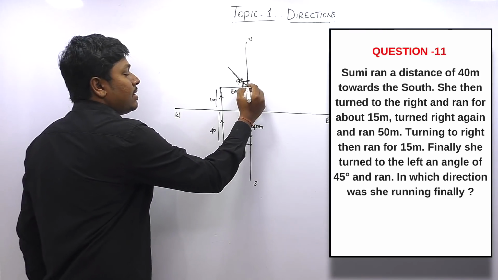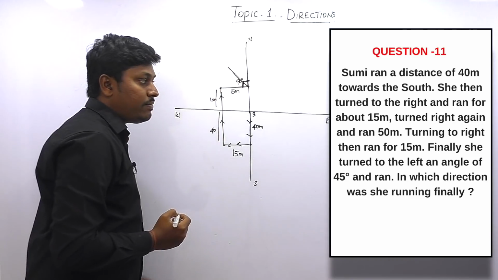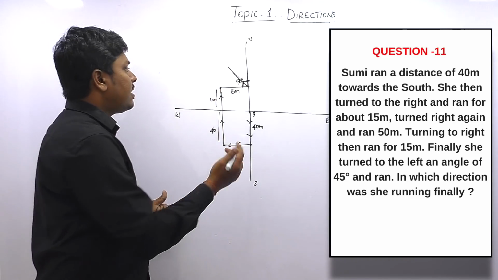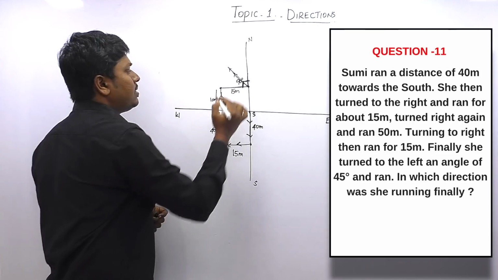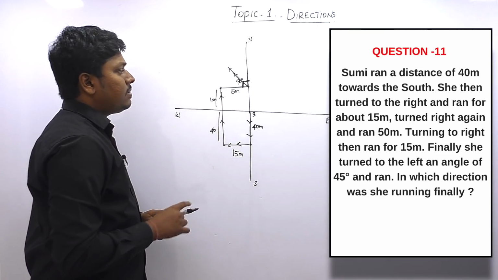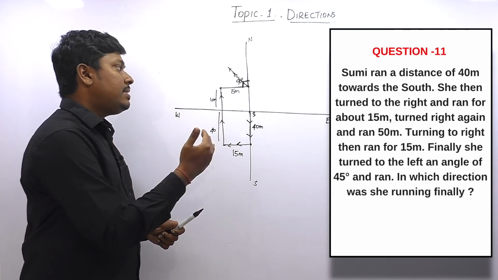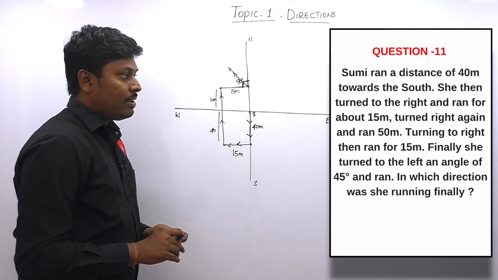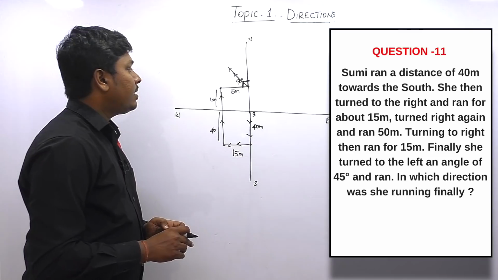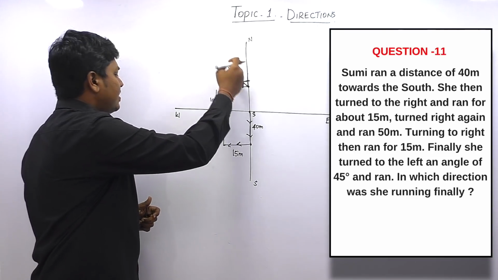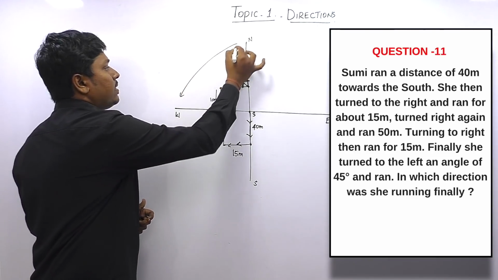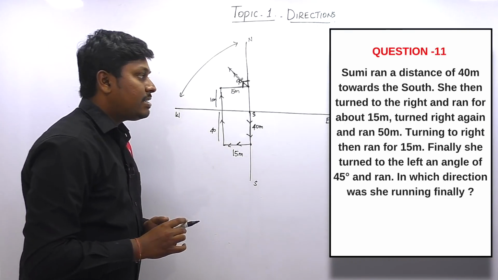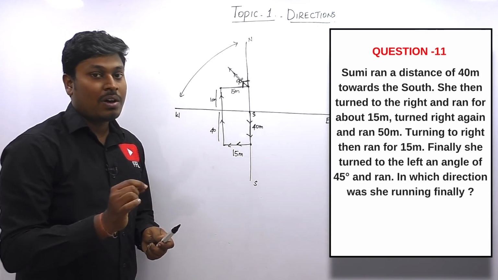So from here she turns left at an angle of 45 degrees, and she is running, right? They didn't say at what distance she is running. The final point is that she turns 45 degrees and she is running. Okay, so what is the question? In which direction was she running finally? She is running in the direction of northwest. So the final answer for question number 11 is northwest.